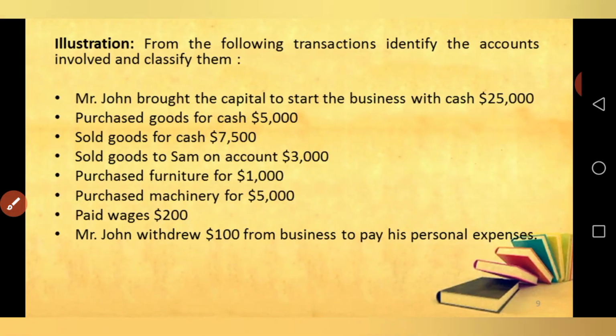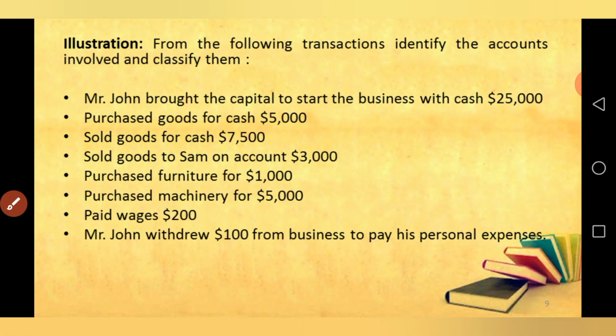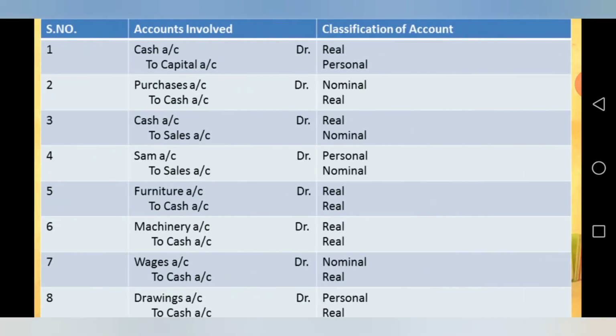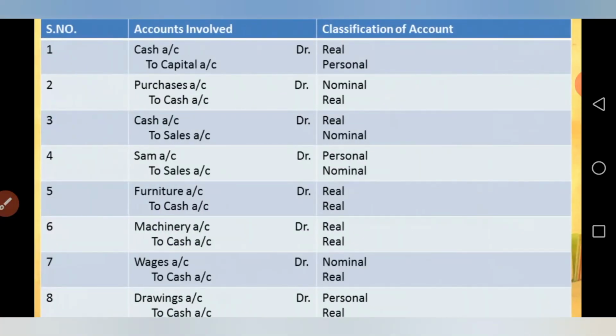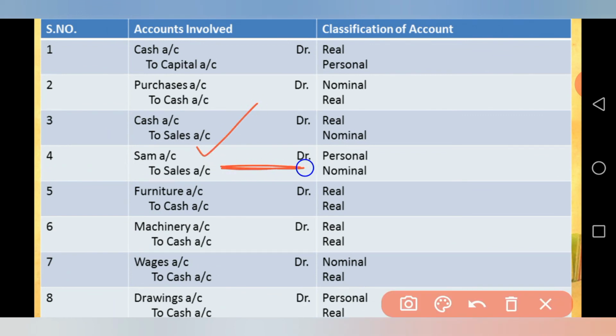Next, sold goods to Sam. Two accounts involved are Sam and the sales. Sam is the personal account. What was the rule for the personal account? It was debit the receiver. He is the receiver of the goods. That is why we have debited him. Sales is our income. Hence it is credited.